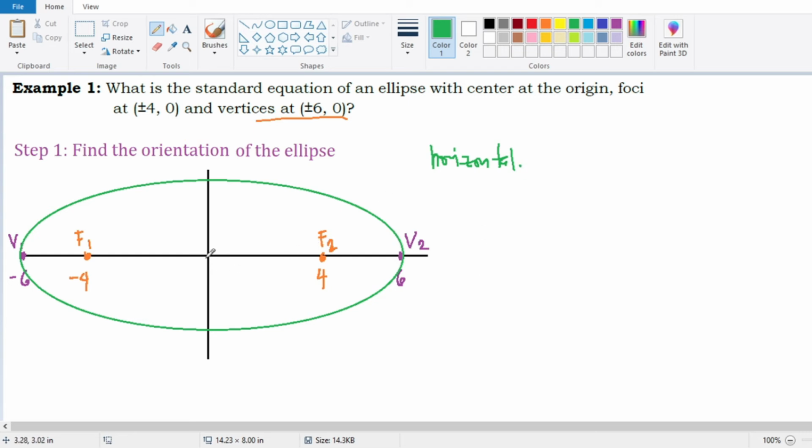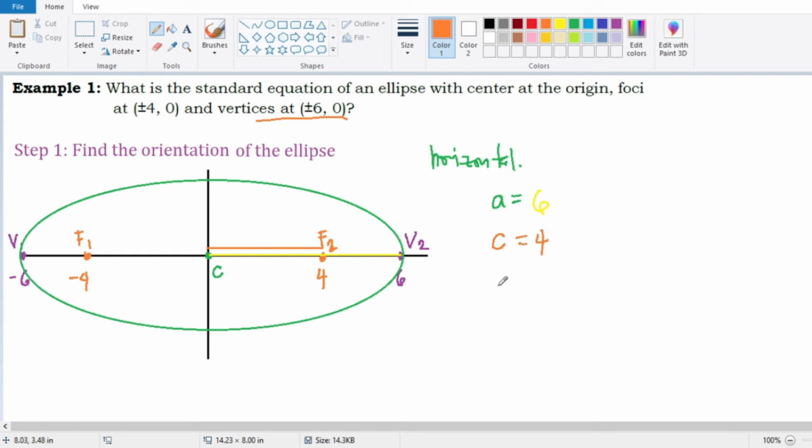Next step, what is the distance from the center to the vertex? So that would be your A. The distance from the center to the vertex is 6 units. And then you have the center to the focus. That one is your C, which is equal to 4.